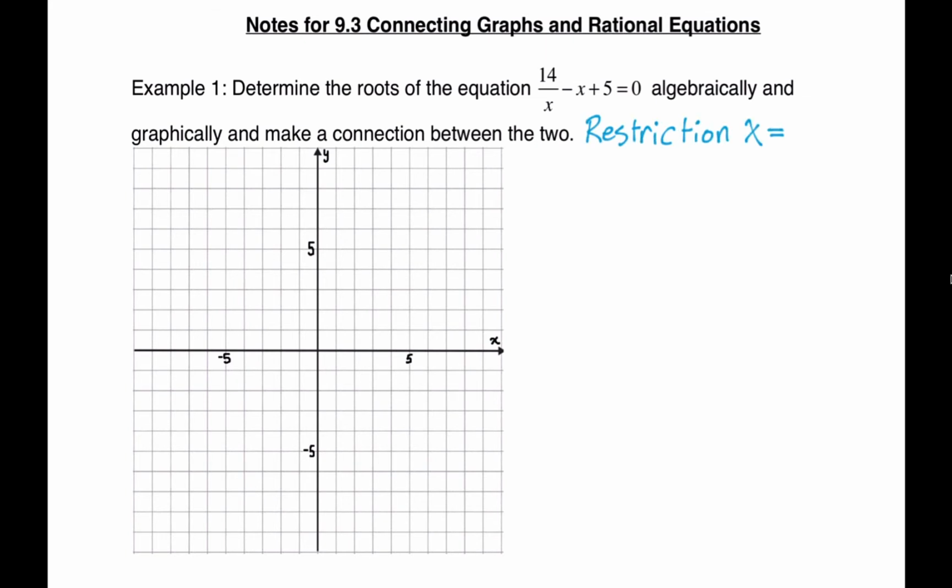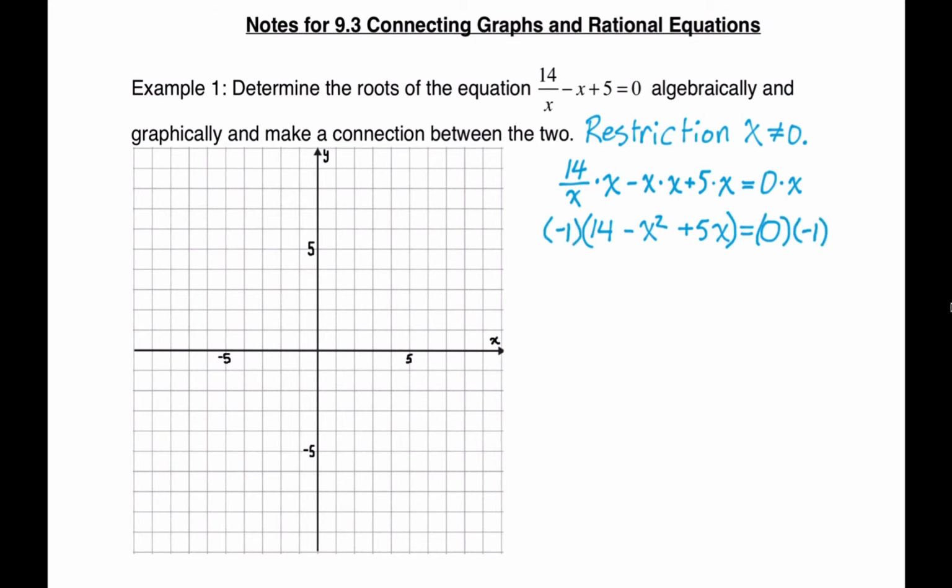So for starters, let's identify there's a restriction. x cannot be equal to 0, otherwise the first term of the left-hand side of the equation will be undefined. Next, if we multiply all terms by x, then this will get rid of any denominators. And so here's what we get as a result. As you can see, it's a quadratic equation. And if you multiply both sides by -1 and rearrange the terms, it looks like this.